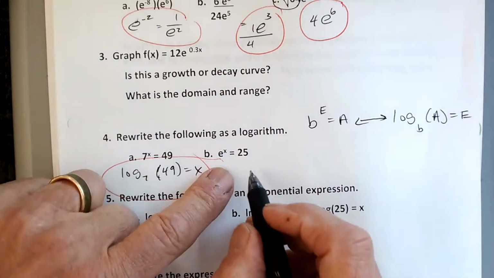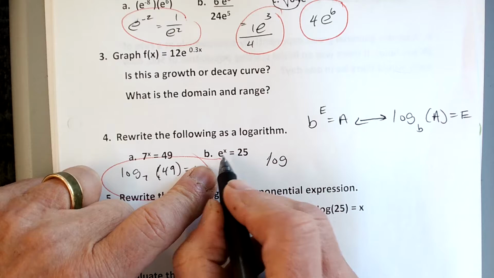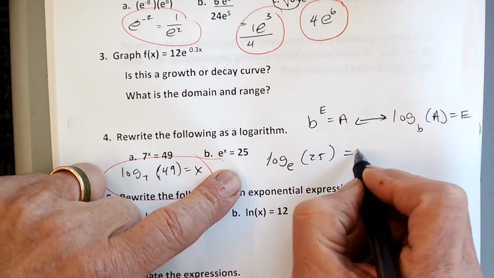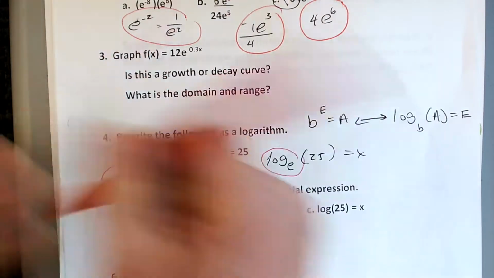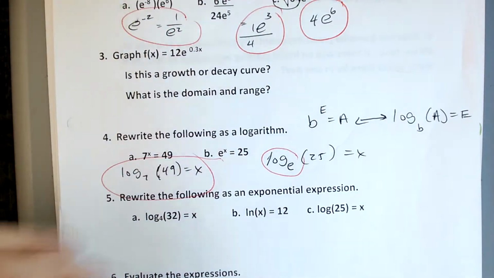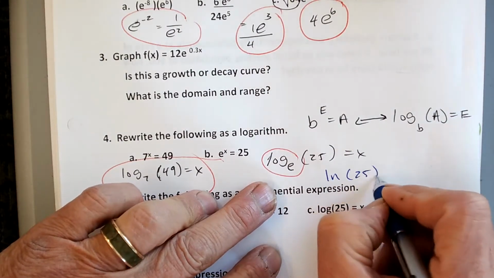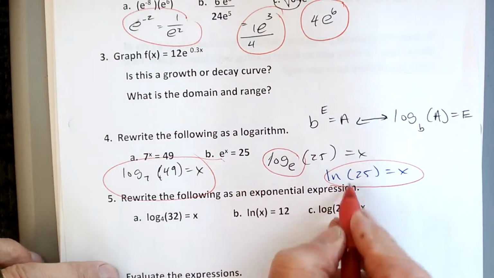B, I'm going to go log base e of 25 equals x. But I would like you to write this, log base e is natural log. I really would like you to write that. I'm going to rewrite this as natural log of 25 equals x. Okay? I'm hoping you guys will write that. Log base e is natural log.